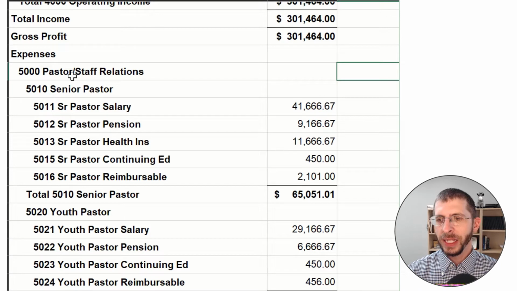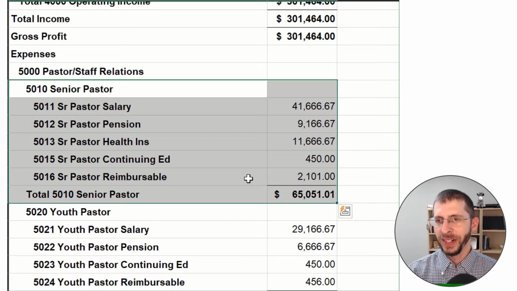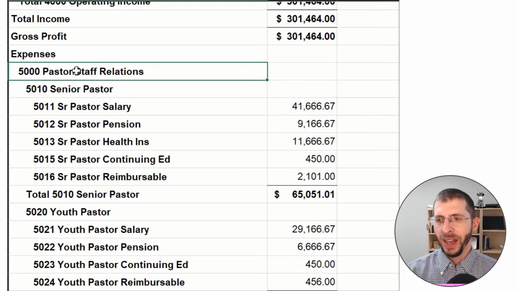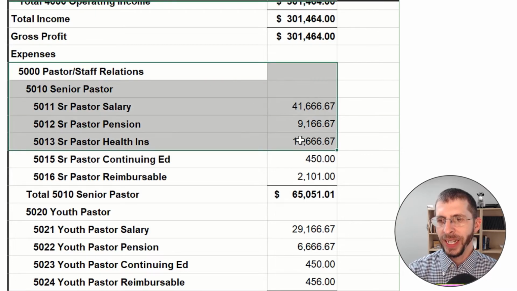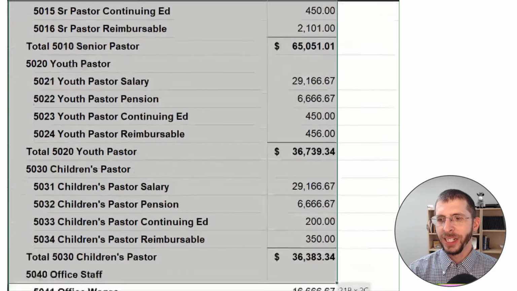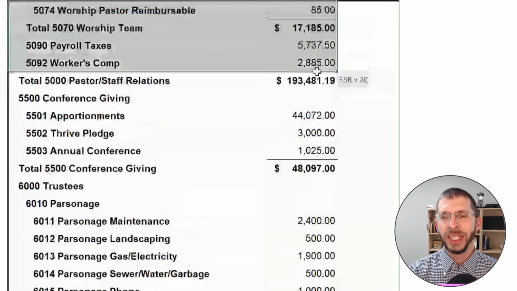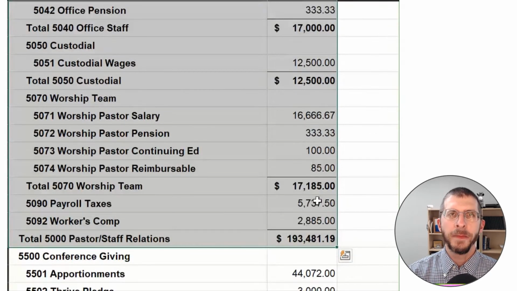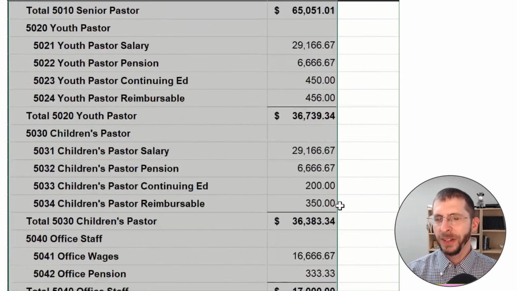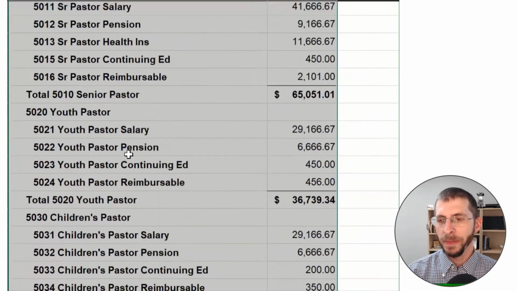So how I set this up is I have multiple levels of detail. Here you can see in the pastor relations section, I have a breakdown where I have the senior pastor, which is broken down, and the youth pastor and the children's pastor. And all the way down here, I have all this level of detail, which is very good for the finance committee. Not so helpful for probably most other people, but your finance committee will need this for sure when they're planning to set their next budget.